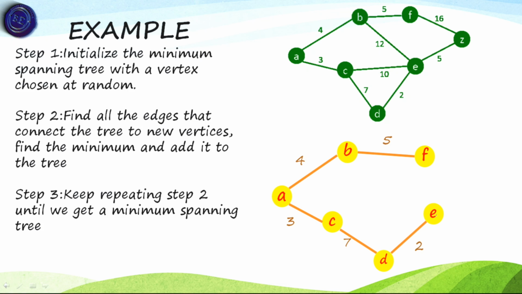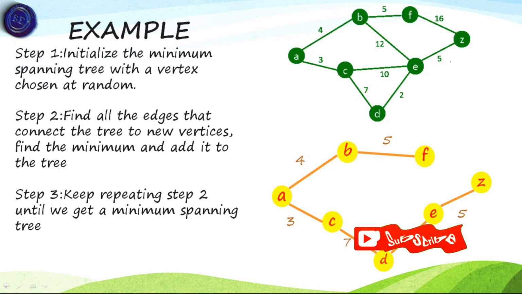Next we have to find E, which has the minimum edge. So 5 is the minimum edge, which is connected to Z vertex. So Z has to find the minimum vertex. So 5 is the minimum edge value.